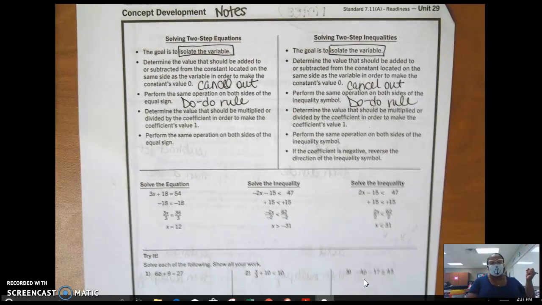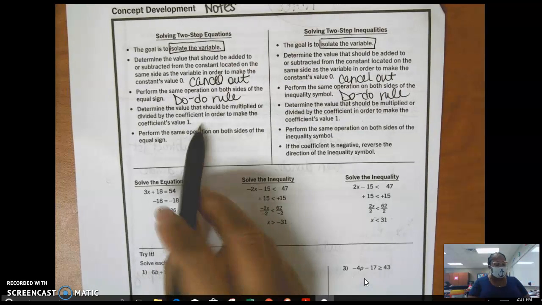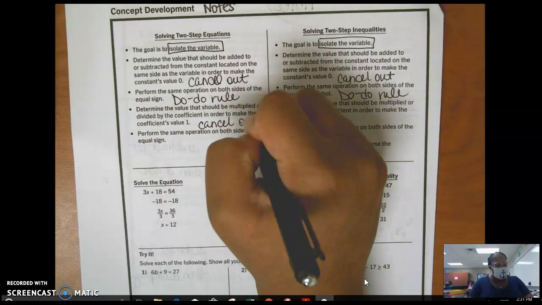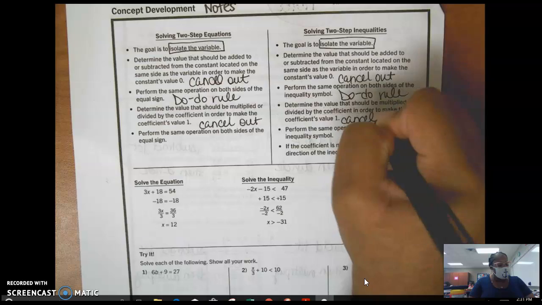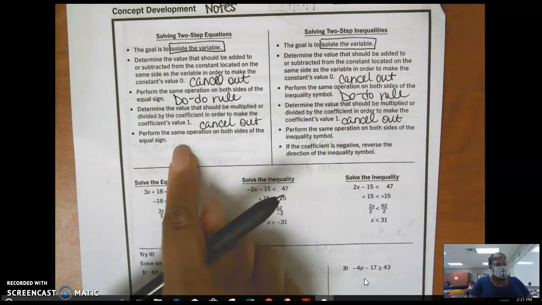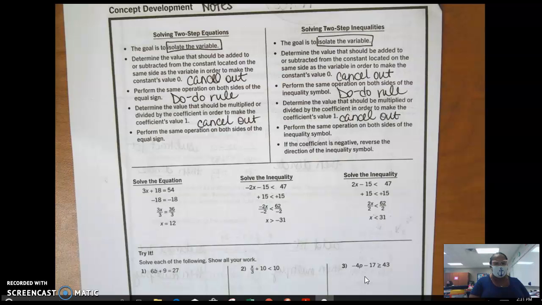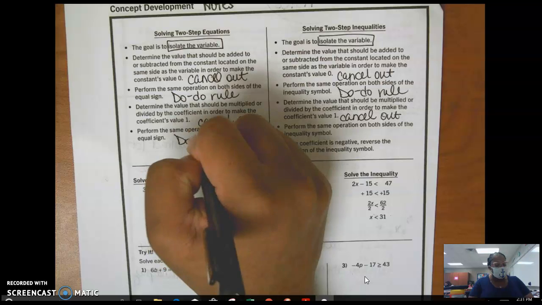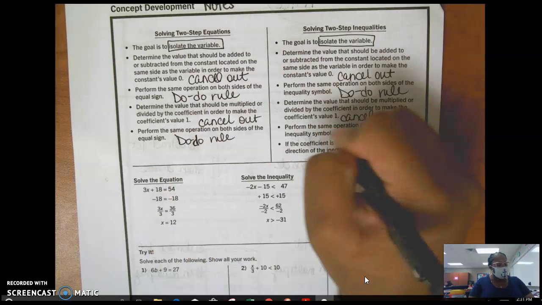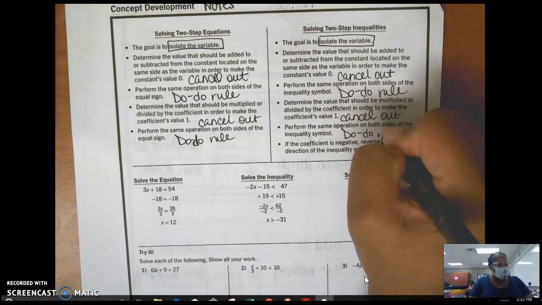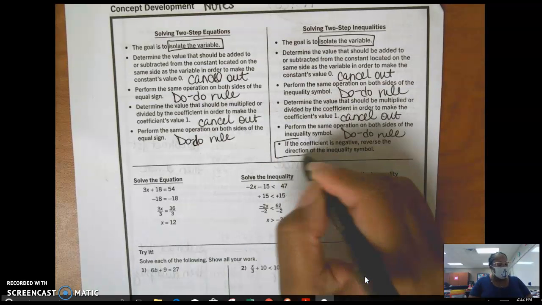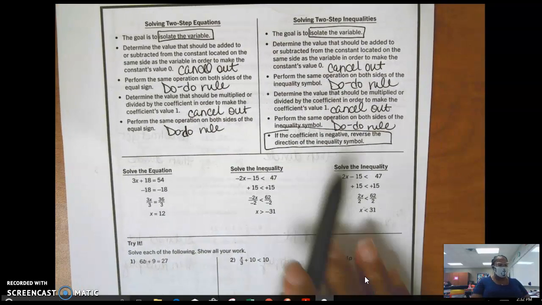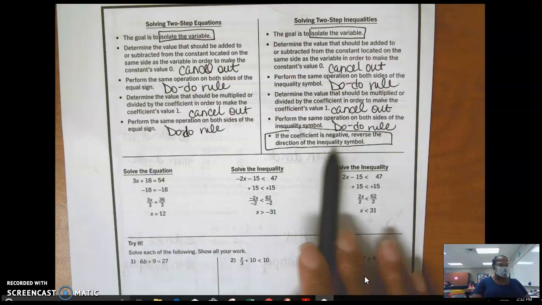Determine the value that should be multiplied or divided. So this is another cancel out. I want my coefficient's value to be 1. Cancel out here and cancel out here. And then it says perform the same thing on the other side. So what rule is that? Do-do again. And then they add an additional rule here for inequalities. If the coefficient is negative, reverse the direction of the inequality symbol.